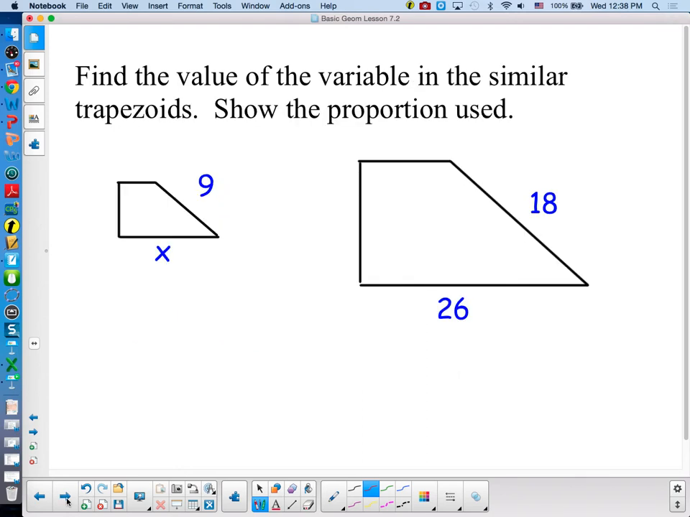All right, now you find the value of the variable. Two trapezoids to look at instead of triangles. And let's see, let me just mark some angles since I didn't write out the similarity. We'll make those the same, these the same. Would that help you know what matches? Figure out the value of the variable.